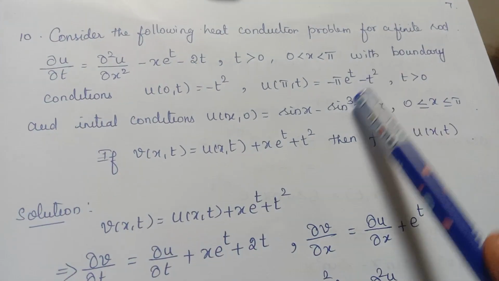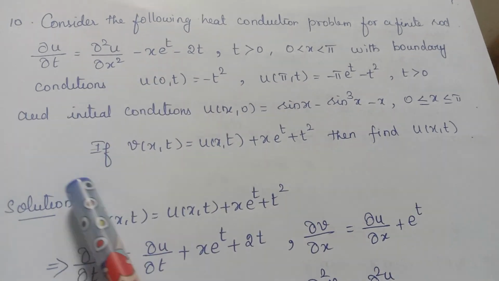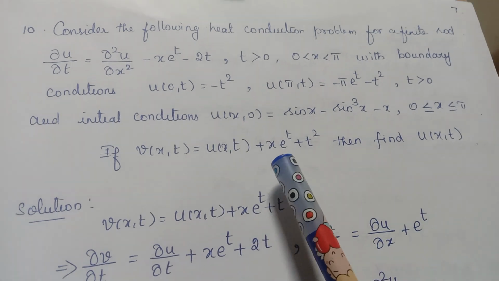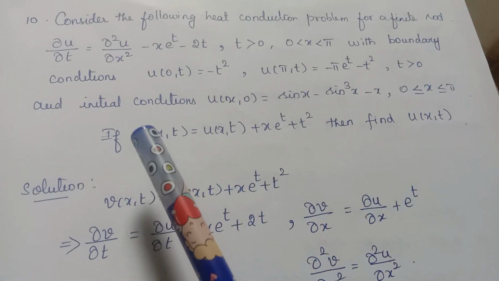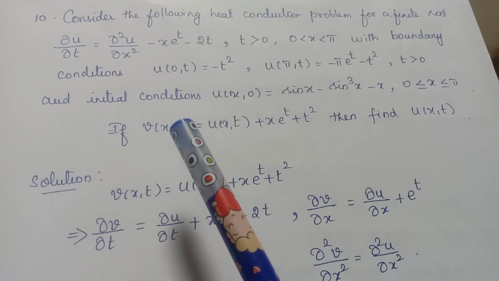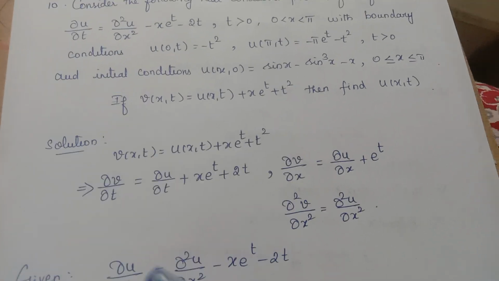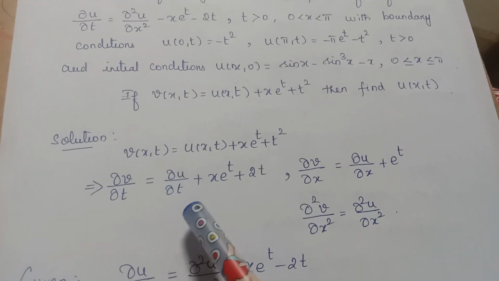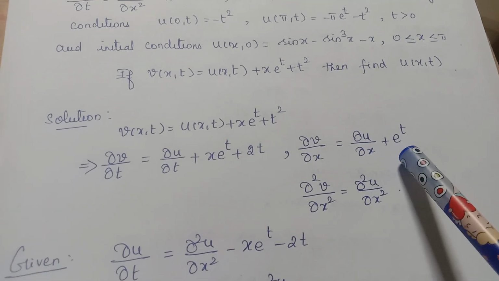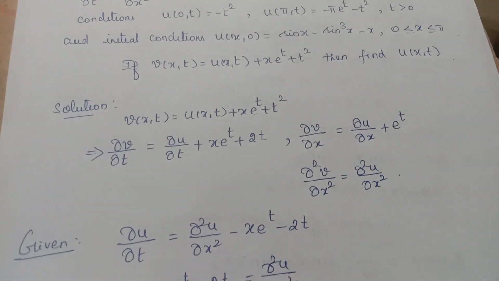This may look like a very tedious problem, and this equation we don't know. But here, look at this one: v(x,t) = u + x e^t + t². If you derive ∂v/∂t, ∂v/∂x and ∂²v/∂x², we will arrive at a simple level. Now ∂v/∂t = ∂u/∂t + x e^t + 2t, and ∂v/∂x = ∂u/∂x + e^t, and ∂²v/∂x² = ∂²u/∂x².